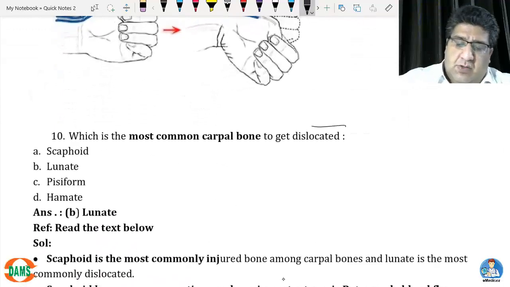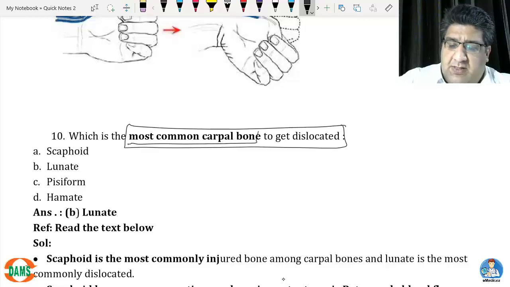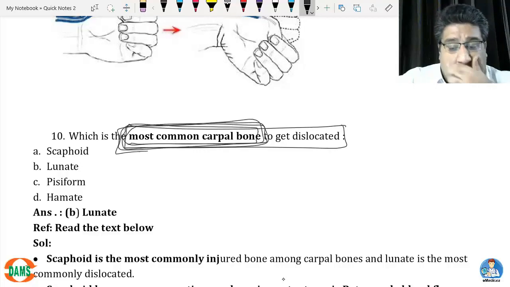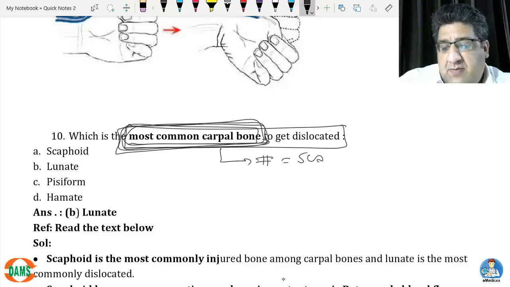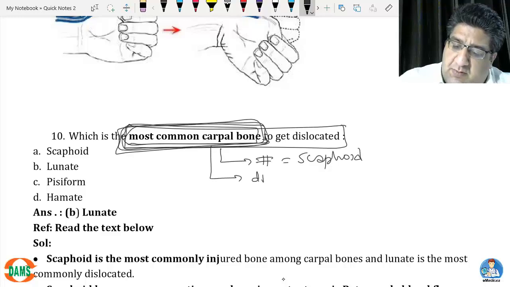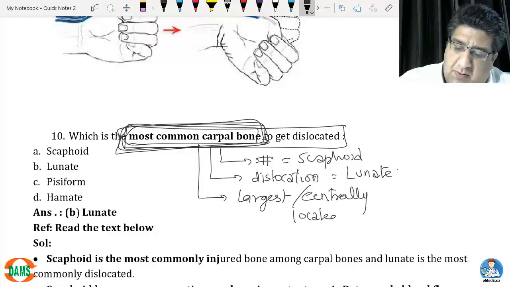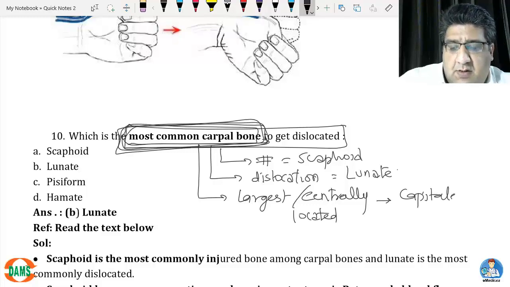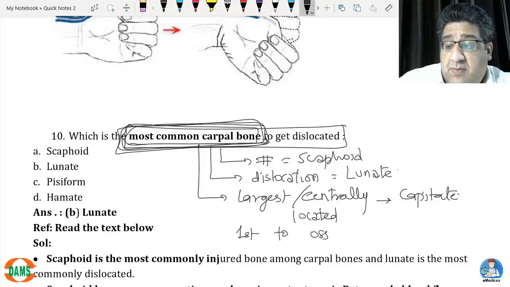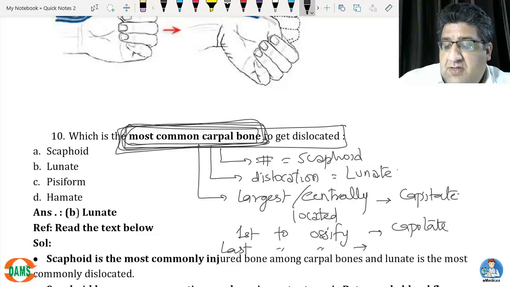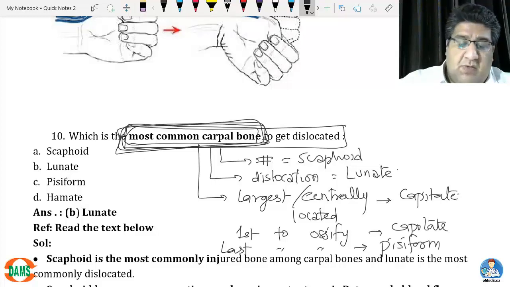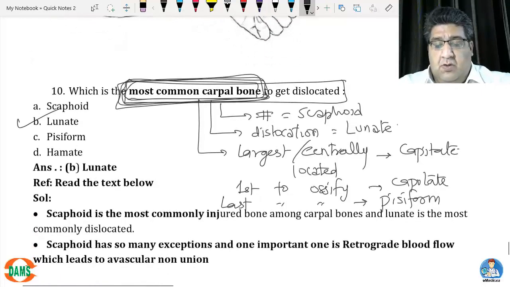Moving over to the last question, the most common carpal bone to get dislocated. See, when I say most common carpal bone to get fractured, the answer will be scaphoid. Most common carpal bone to get dislocated, the answer will be lunate. Alright. Largest carpal bone or most centrally located carpal bone will always be capitate. First to ossify will always be capitate. Last to ossify will always be pisiform. You should remember these basic one-liners. So the answer is lunate. Alright, so far so good.